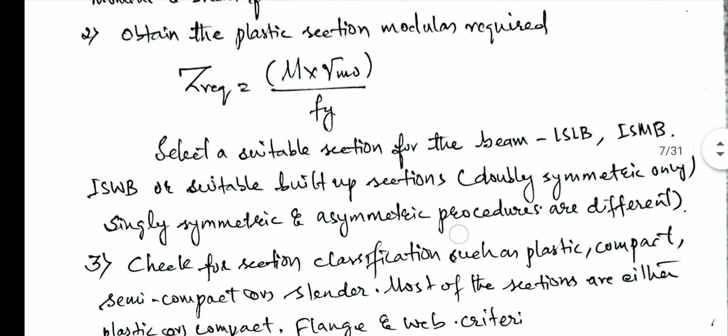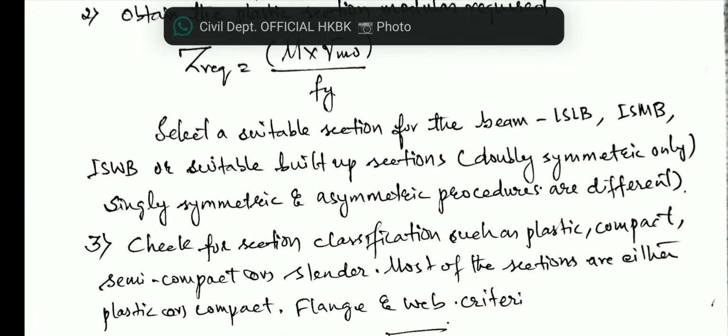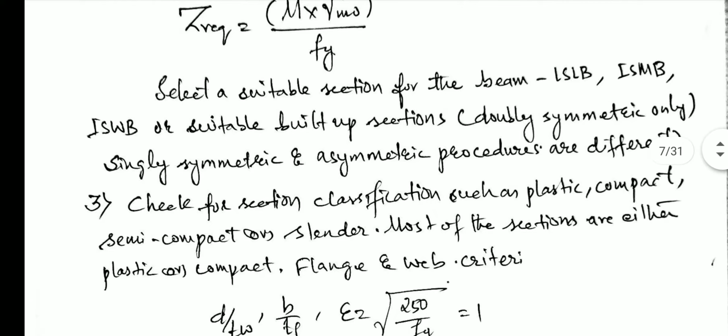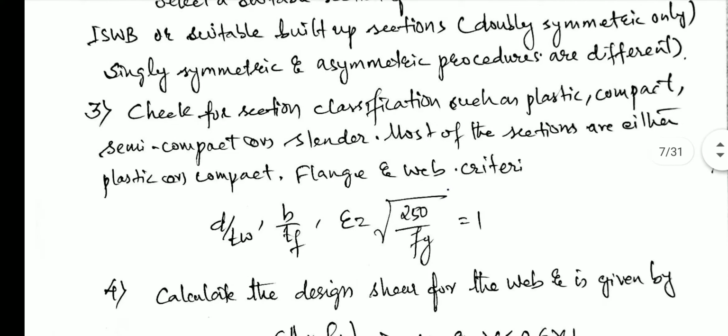Now select a suitable section for the beam: ISLB, ISMB, ISWB, or a suitable built-up section, doubly symmetrical only, or singly symmetrical or unsymmetrical, where the procedures are different. I am just explaining a small procedure here, and when we solve the problem, I will show each and every step in the code book. So now you have to select a section. After selecting a section you have to check the section classification. Section classification we already did in the previous modules; we check it from page number 18, which I showed already in video 3.